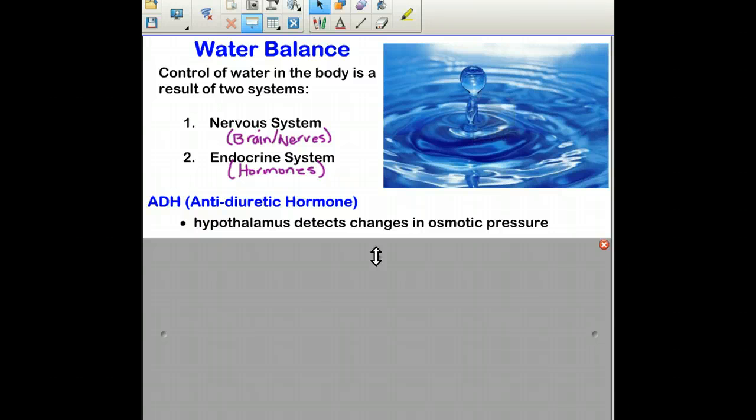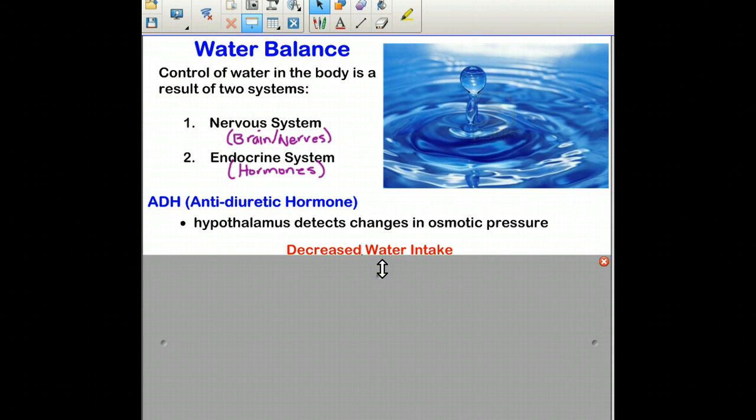So the first hormone that's involved in water balance. Right now we're just strictly talking about what's involved in balancing the water in our body. There's something called ADH, or antidiuretic hormone, and basically the hypothalamus, which is a part of your brain you're going to learn about, detects changes in osmotic pressure. Remember, osmosis is the movement of water across membranes. And so let's just say that you stop drinking water, or you have stopped ingesting things that have a water content. So now your body is lacking water.